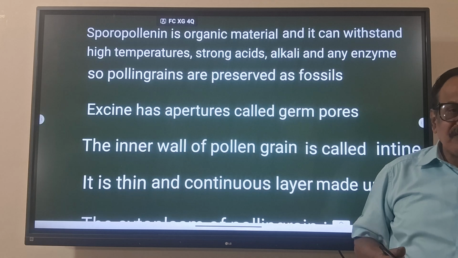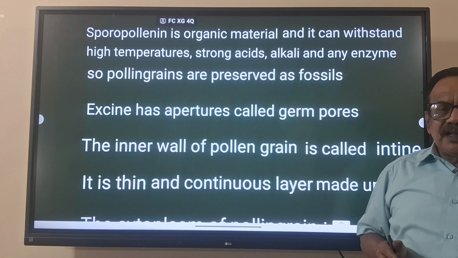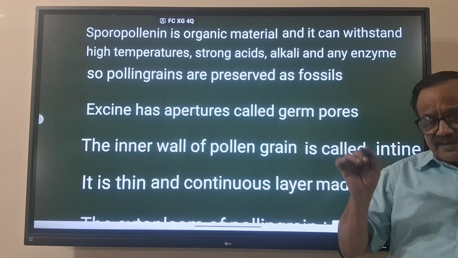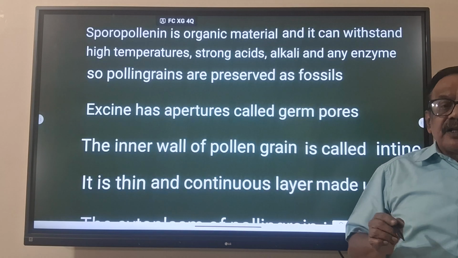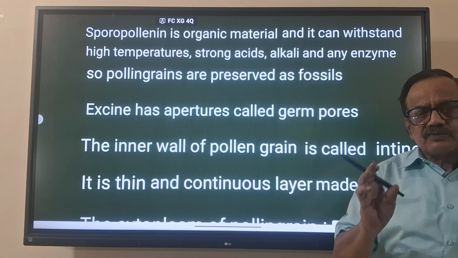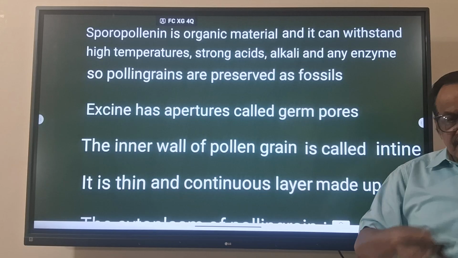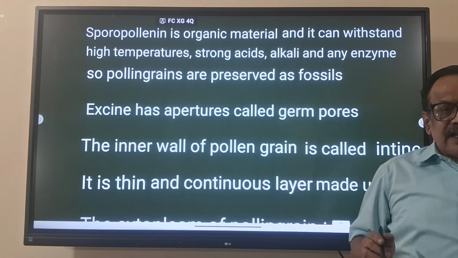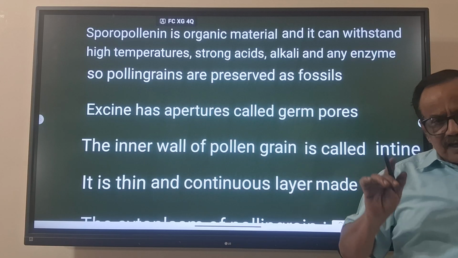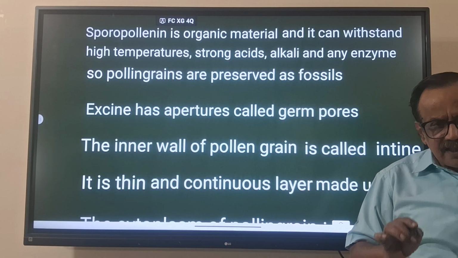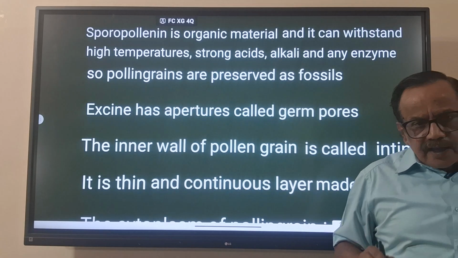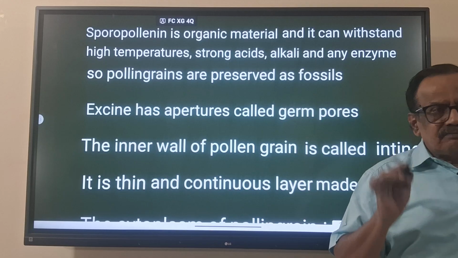The pollen tube has to come out from the pollen grain. For that, the Exine is absent in some places, and sporopollenin won't be there. It leaves apertures, small holes here and there, so the Exine is not continuously occupying the outer layer. It leaves some apertures here and there. These apertures are called germ pores.